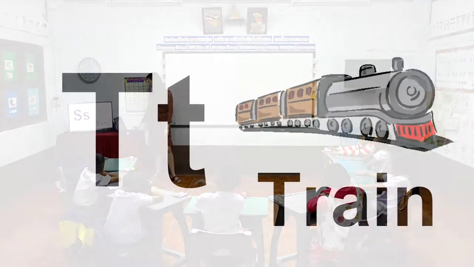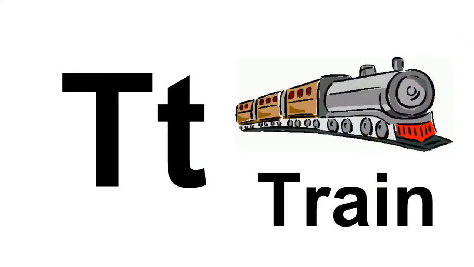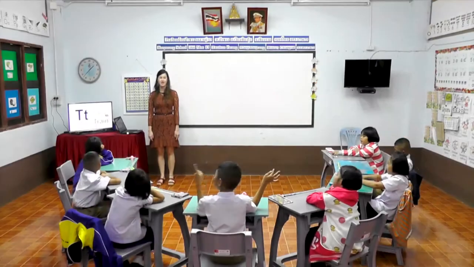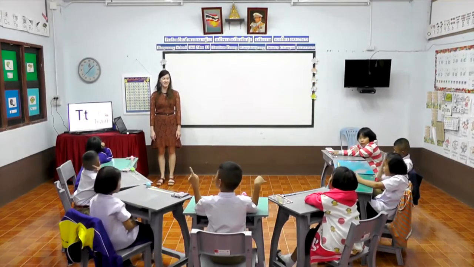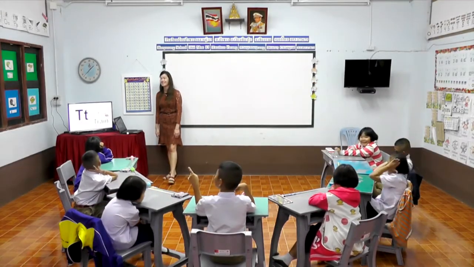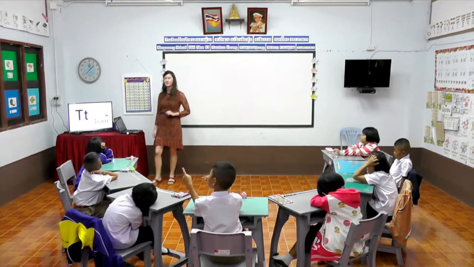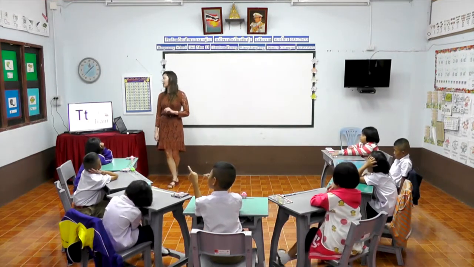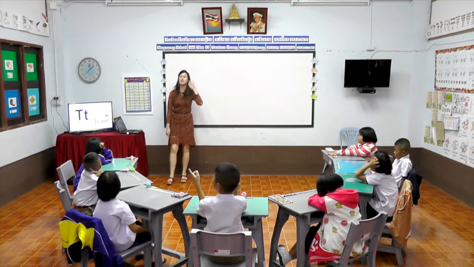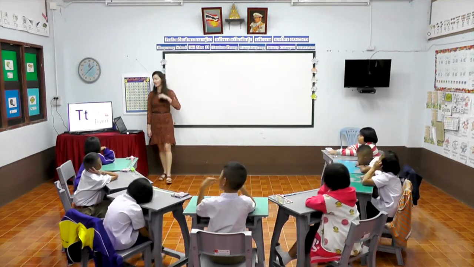T. T comes next. What's this a picture of? A train. T is for train. T, train, that's right. And turtle and toe, those are great T words. Everybody make the T sound. T, t, t. Great job.